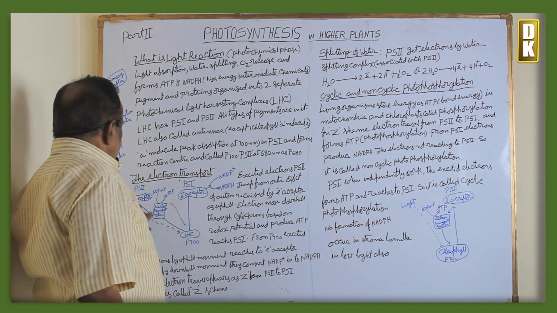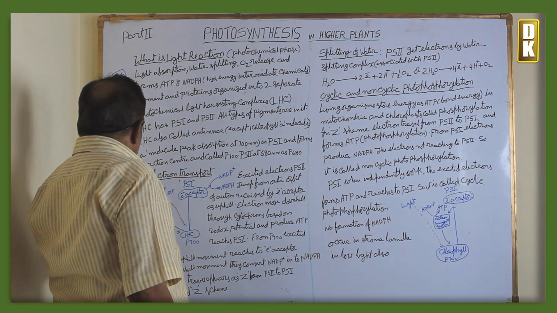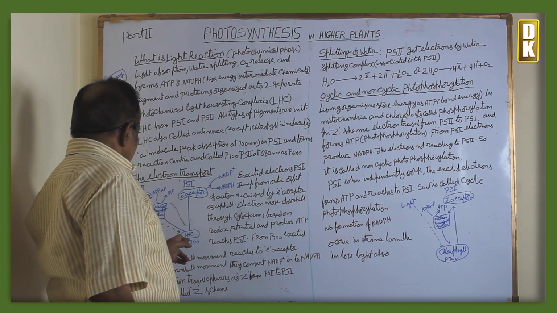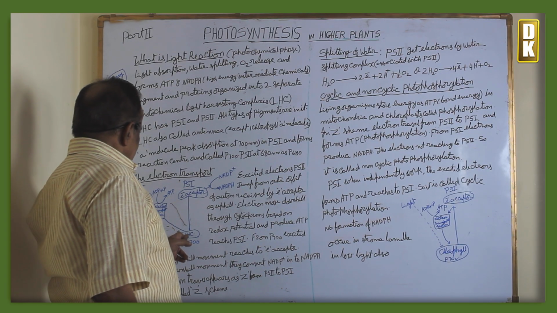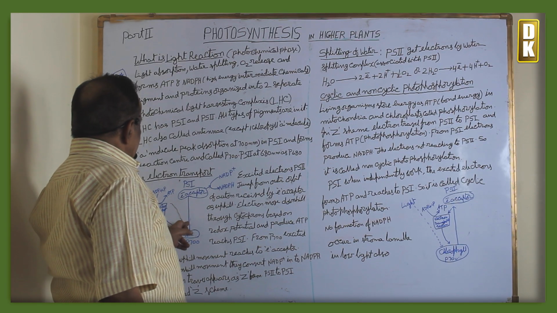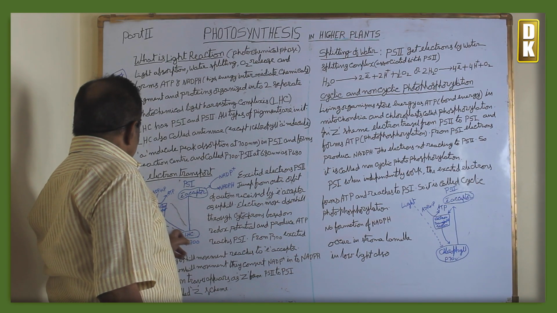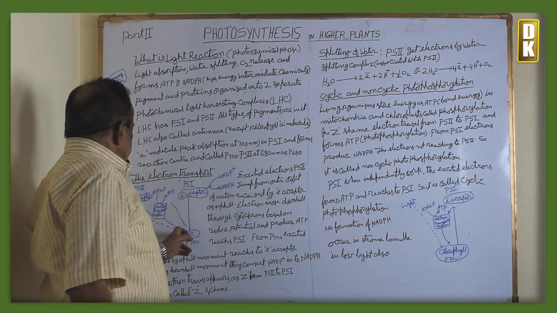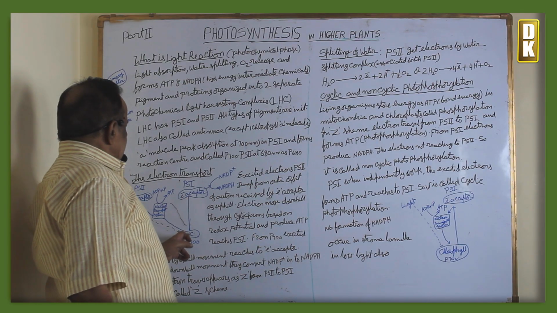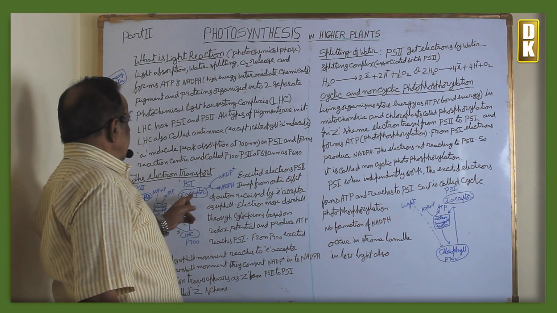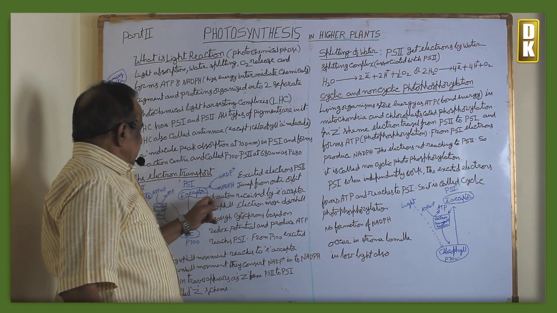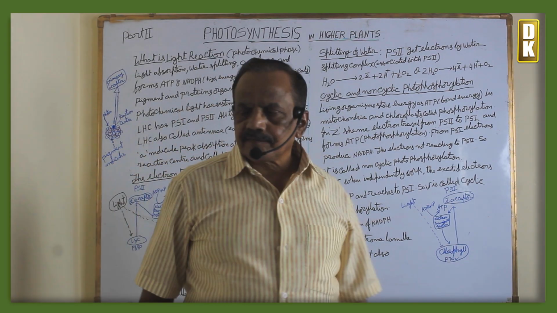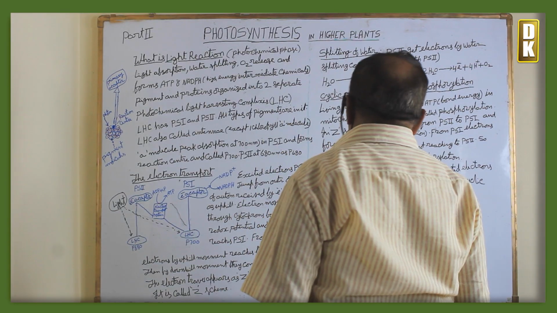They will travel and, being excited, lose energy by formation of ATP, and reach photosystem 1. From this also, excited electrons will go, and it will be filled by the electrons of photosystem 2 which came from the downhill. The excited electrons of photosystem 1 will be used for the formation of NADP to NADPH. This is non-cyclic. Now we will see the cyclic.